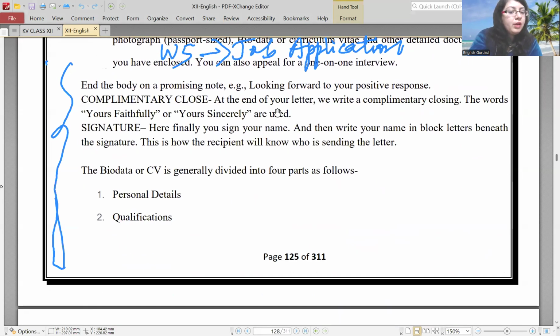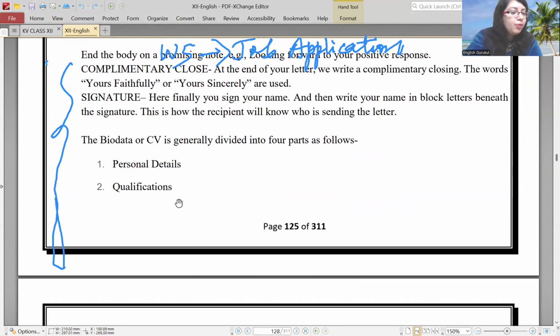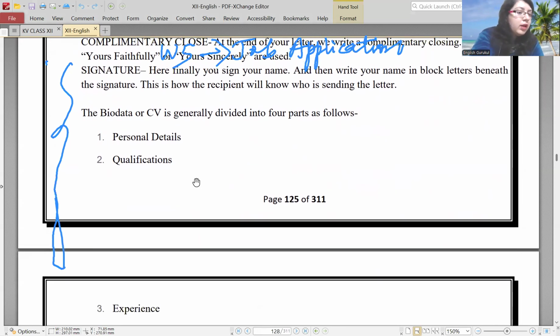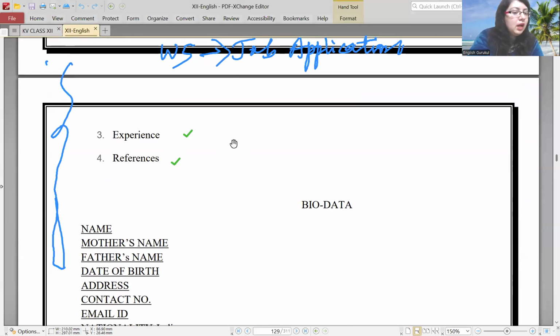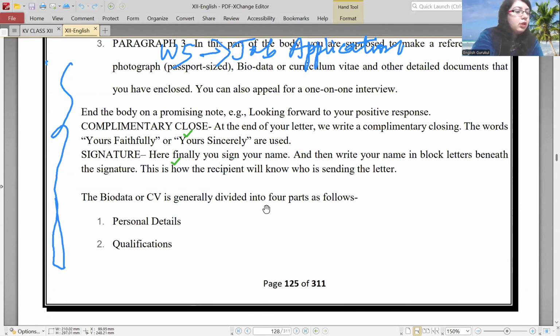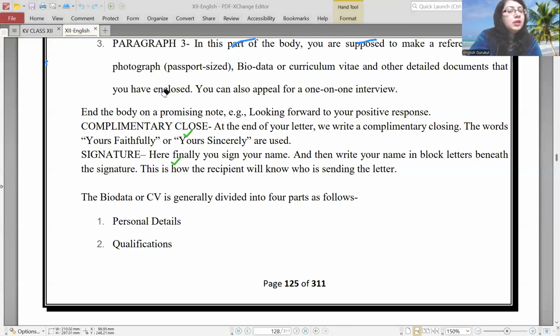And then the biodata or CV is generally divided into 4 parts, right? As follows. Now, personal details, qualifications, then experience and reference, right? These things are crucial, which you are supposed to keep in mind, right? All of this is crucial, which you are supposed to keep in mind. All right.